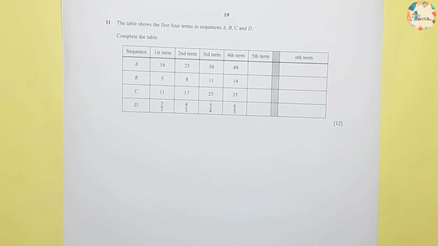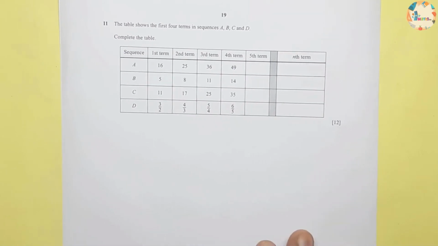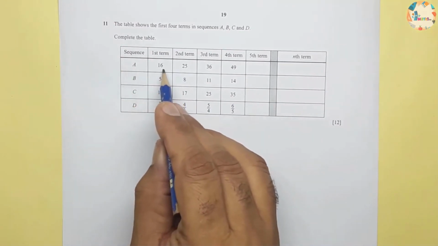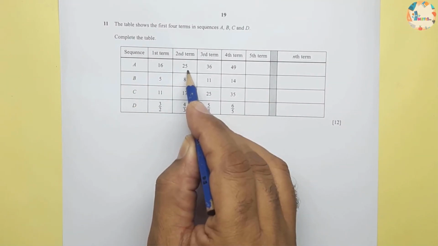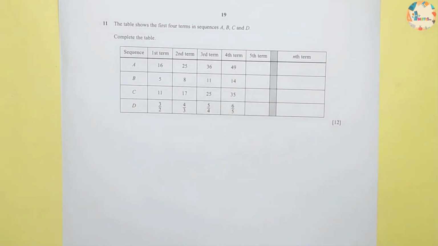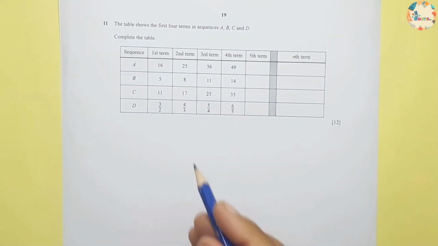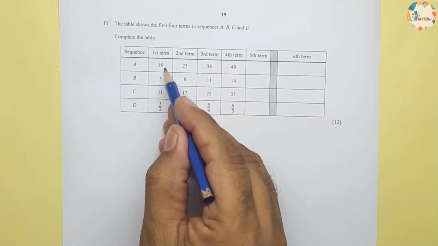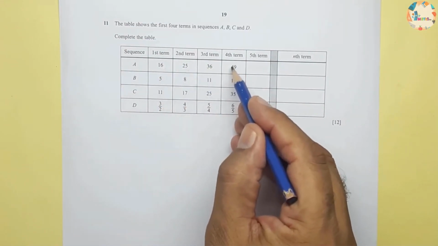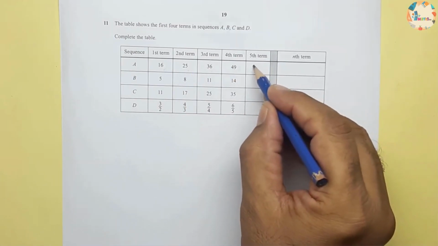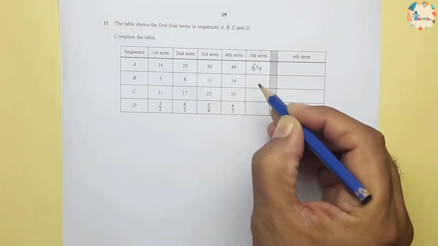Now this is the last question, which is a 12 marks question. The table shows the first 4 terms in the sequence, and we have to write down the 5th term and also the nth term. First 4 terms are given: 16, 25, 36 and 49. To understand this, we can say that this is 4 square, 5 square, 6 square, 7 square. So this will be 8 square. 8 square means 64. So this term will be 64.